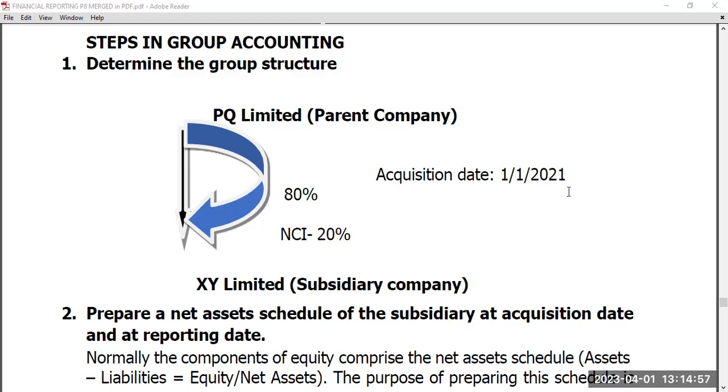Meaning, if the company has bought maybe 80%, we say that it has obtained control over that company, so it becomes the parent company. Then we have the portion that is not controlled by that company. If it has bought 80% of the shares, the remaining 20% is owned by other shareholders who hold only 20%. That is what we call the non-controlling interest.